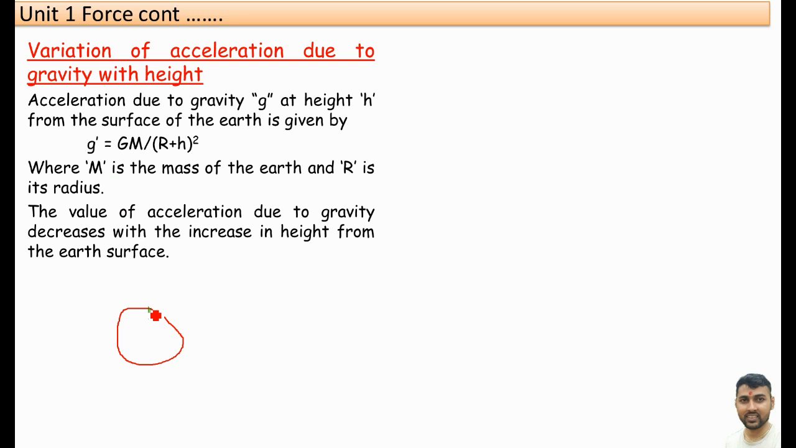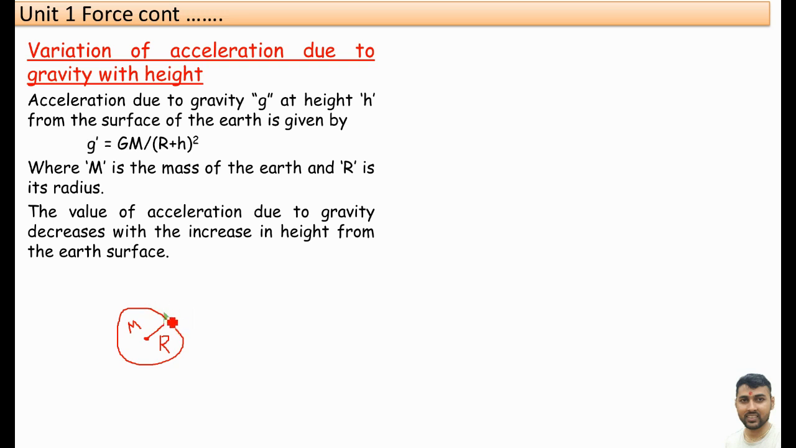Suppose this is earth, and this is the center of the earth, and this is the radius of the earth. The radius of the earth is represented as R, and the mass of the earth is capital M.